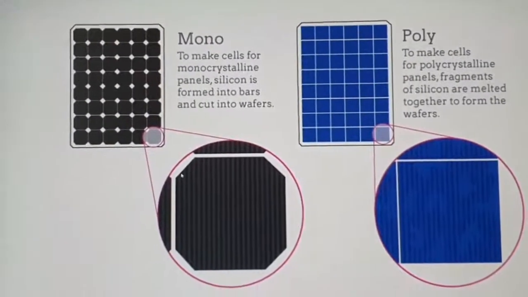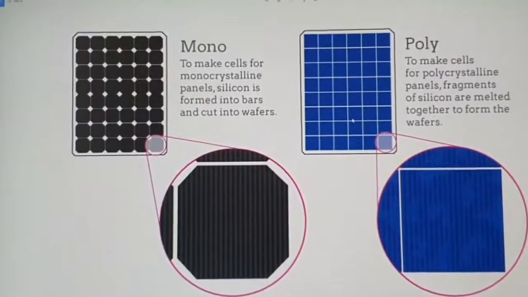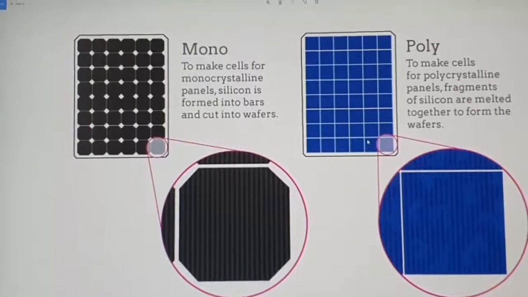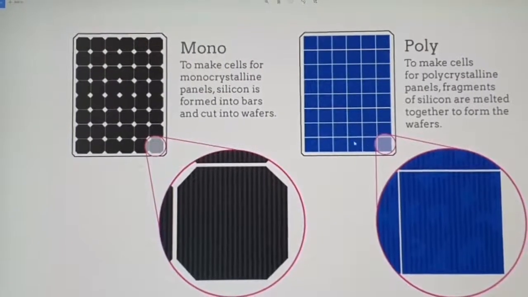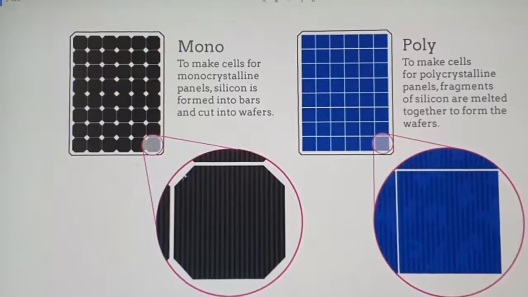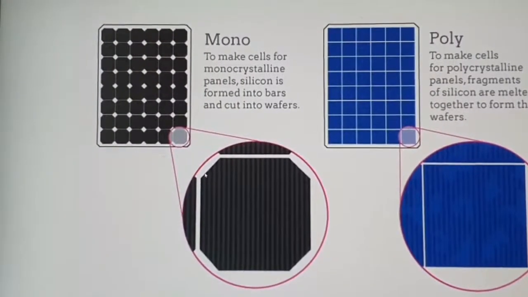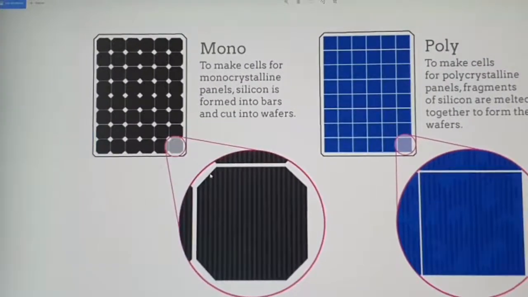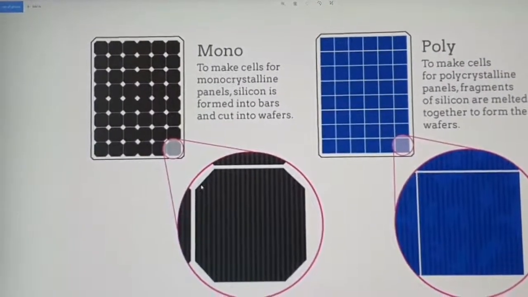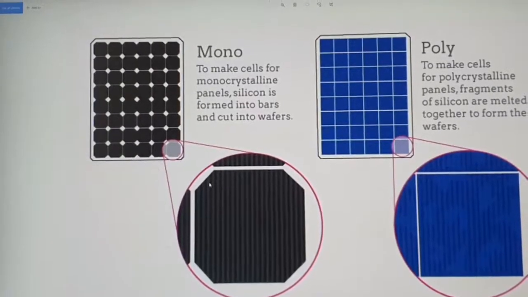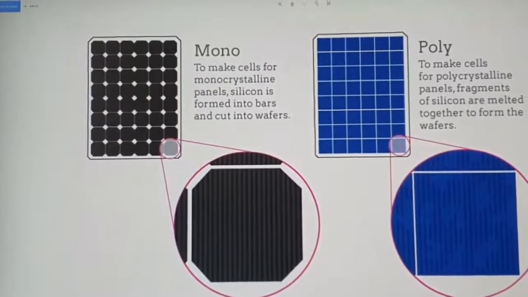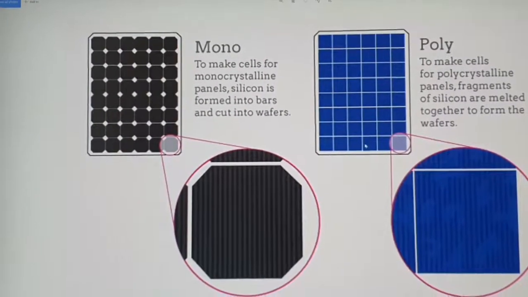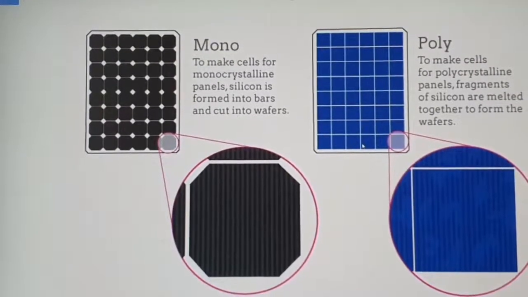You see other differences like the shape and the color. Poly used to be mostly blue, but that has changed. You can now also find poly that's black, so I wouldn't think too much about the color. Actually, you can now find mono that don't have these corners, but it's still useful because if you go around and look at older systems, if you see these cut corners, it's usually mono, and if it has a bluish color, it's almost always poly.